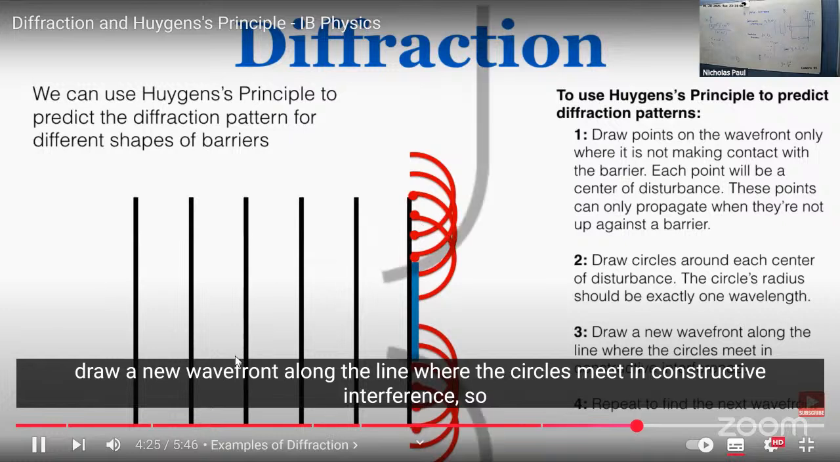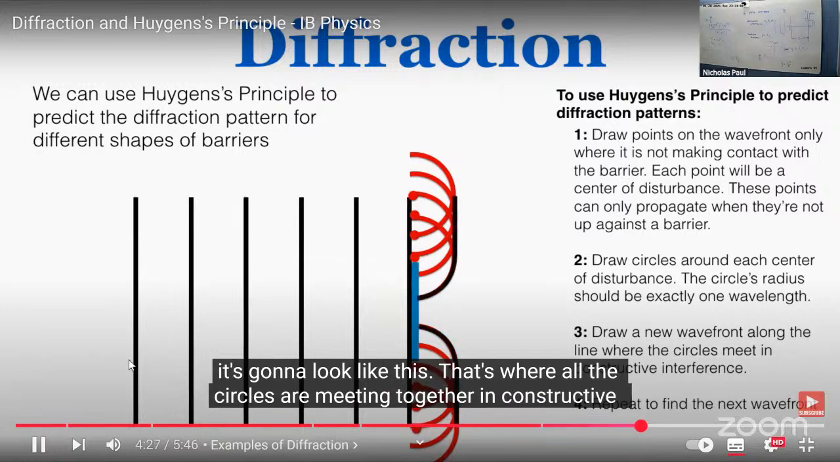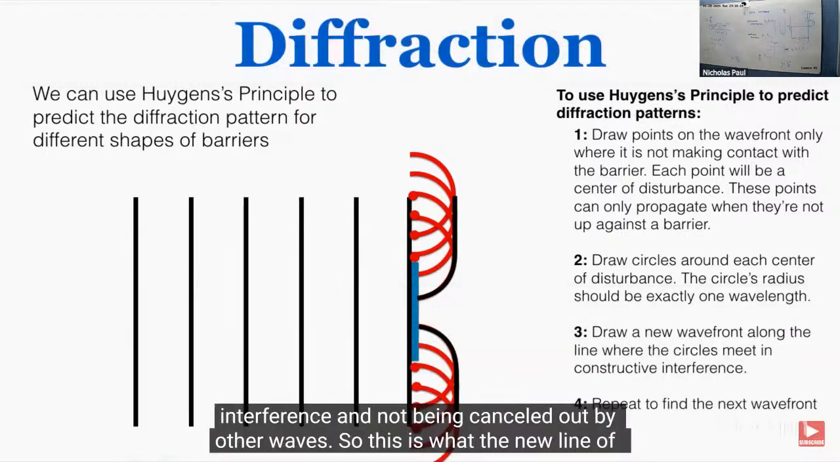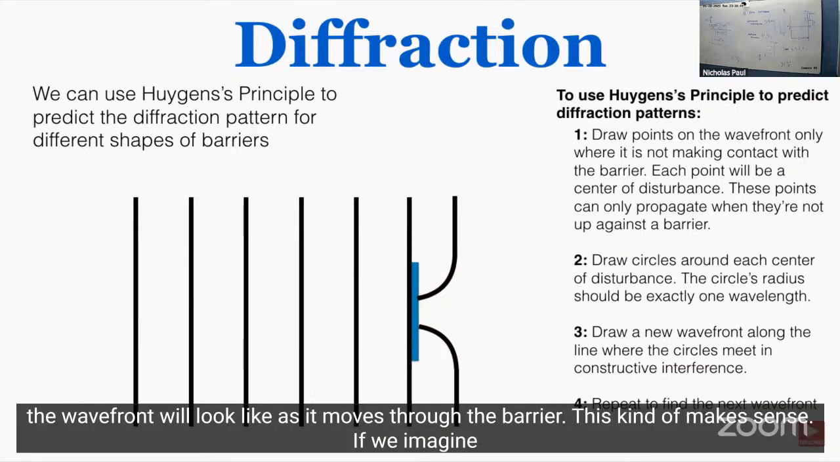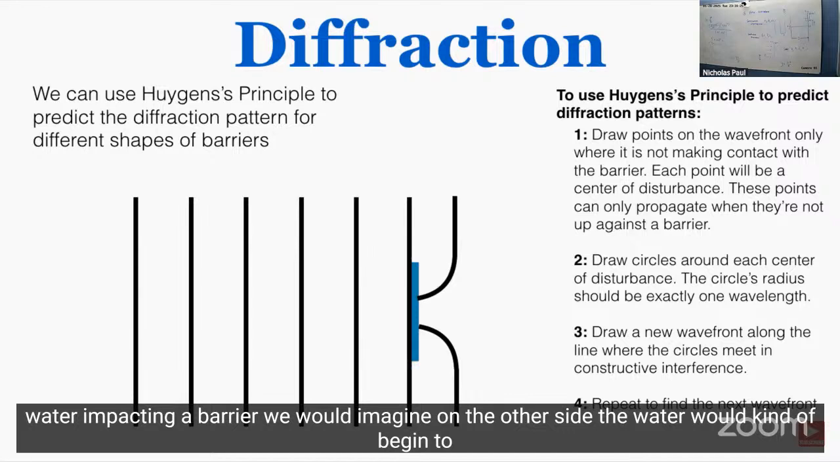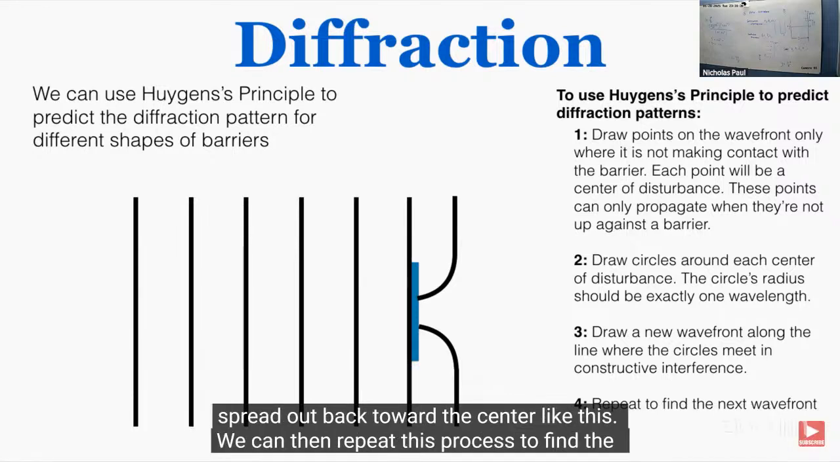So that's going to look like this. That's where all the circles are meeting together in constructive interference and not being canceled out by other waves. So this is what the new line of the wavefront will look like as it moves through the barrier. This kind of makes sense if we imagine water impacting a barrier. We would imagine on the other side, the water would begin to spread out back toward the center like this. We can then repeat this process to find the next wavefront.